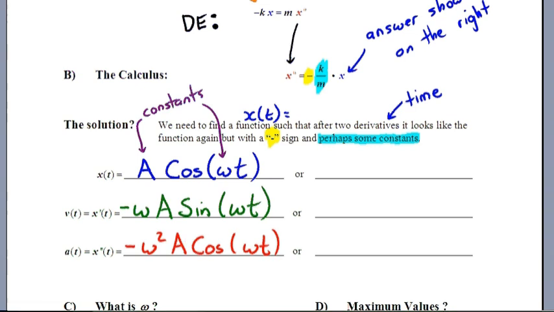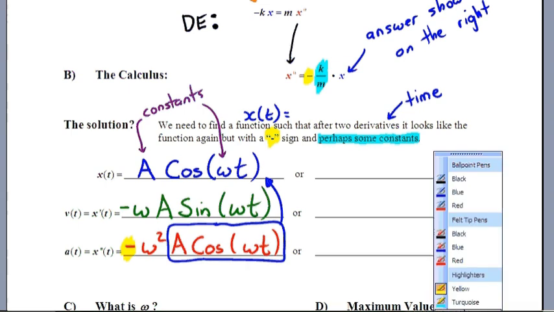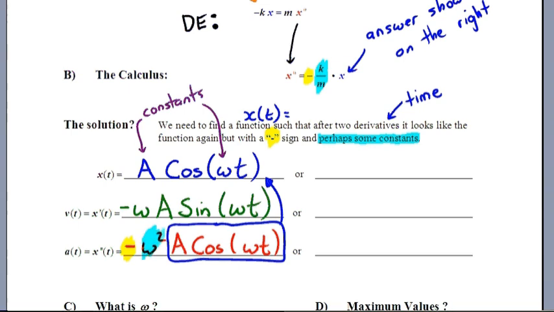Now here's the part that's super important. This section of it, A cosine of omega t, that is what we started with. And so this has done exactly what we wanted. After two derivatives, we're back to where we began. But we've picked up a minus sign and some constants. Okay, so the minus sign, I can see it here. Yep. And some constants as well, right? There's this math constant showing up, this omega squared.